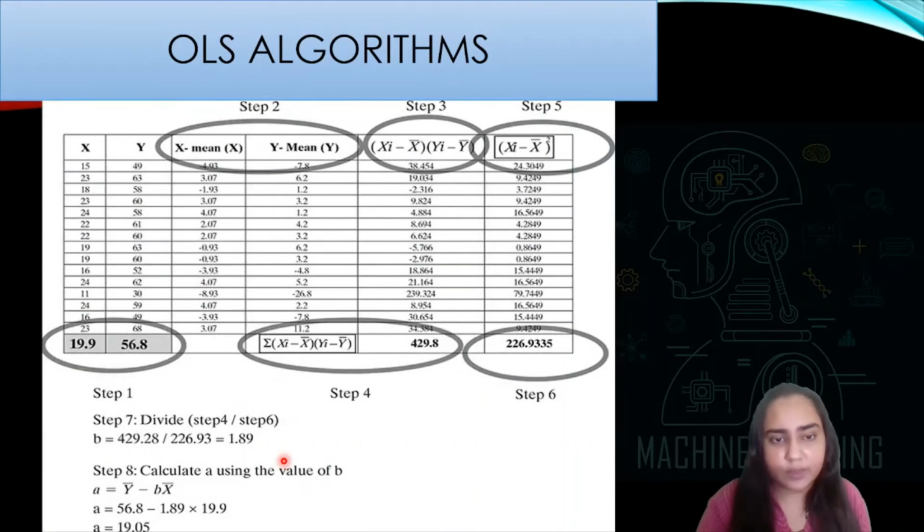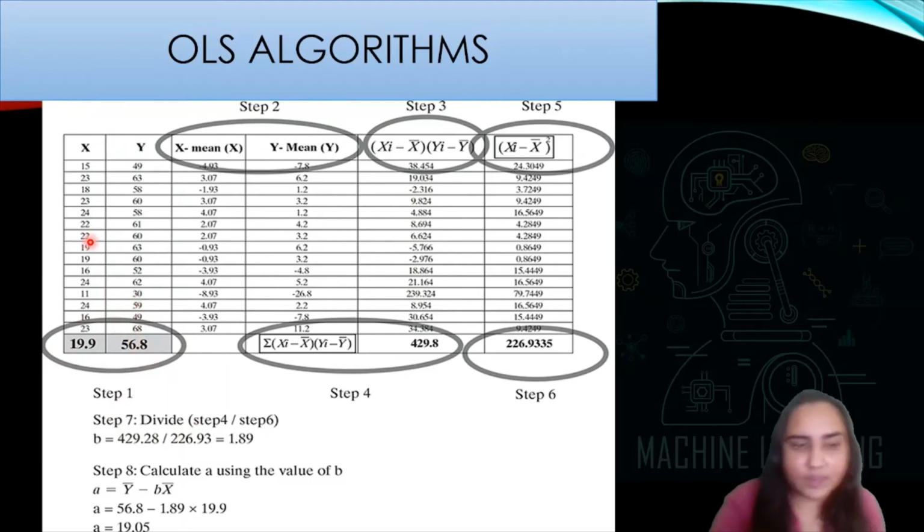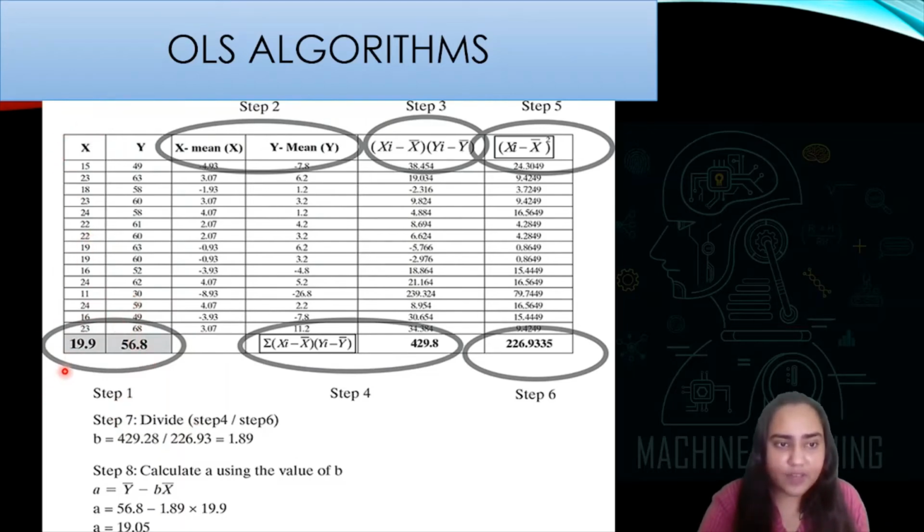So that's what happens. And here is an example to show you how this happens in practice. So we have here different values. These are all the values of x. These are all the values of y. And our first step over here, you can see, step 1 is to do the average. So the average of x is 19.9. For y, it is 56.8. That is bar x and bar y.